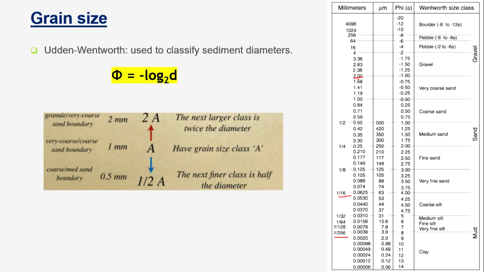This is further modified to the phi scale, or we call it the logarithmic phi scale. This is given by phi is equal to minus log base 2 of d. Here d refers to roughly the diameter of the grains present in the sedimentary rocks.